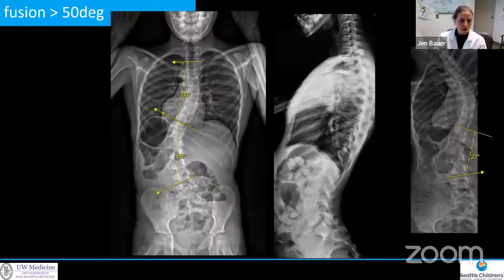But here's another example of more common use when I'm using this. This is a big lumbar curve and a kid who still actually has open triradiate cartilages. He's going to grow a lot. And if I were to have to do a surgery on him, normally I would say, okay, open triradiates, lot of growth left, curve over 50 degrees. We're thinking of growth friendly.